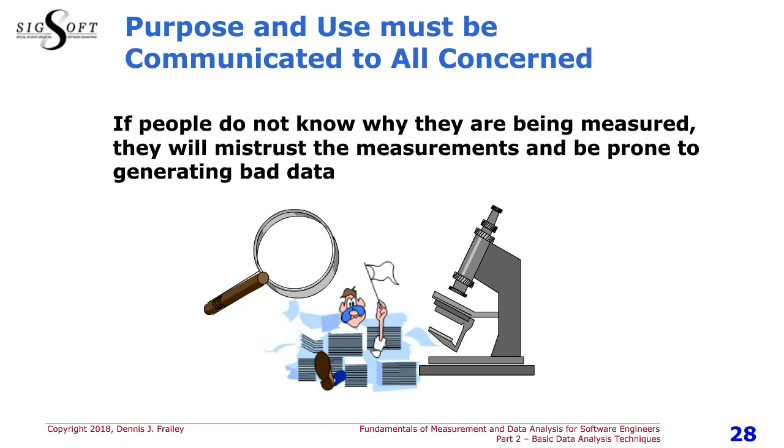Now, you must communicate all this to people so that they understand why you're collecting the data. One of the mistakes a lot of people make in measurement is they collect data and they don't tell people why they're collecting it. And when you collect data without telling people why, they get suspicious, they don't cooperate, they give you bad data, they don't try hard to make sure they give you good data, and so forth.